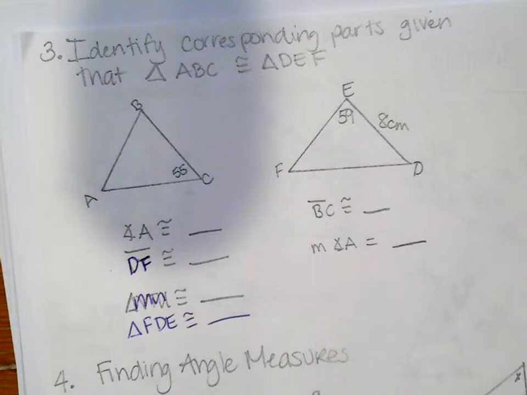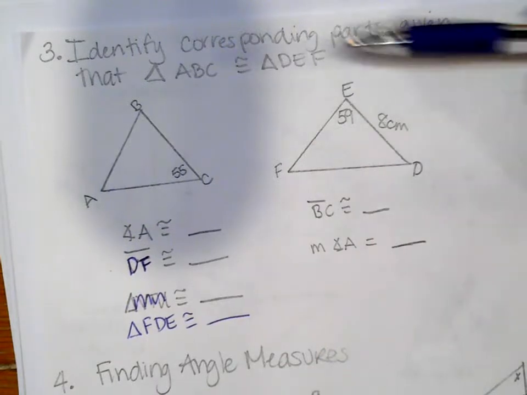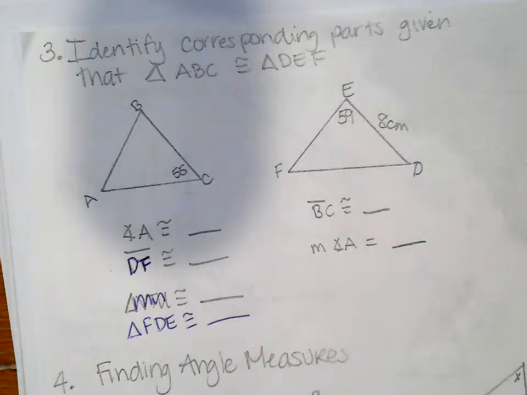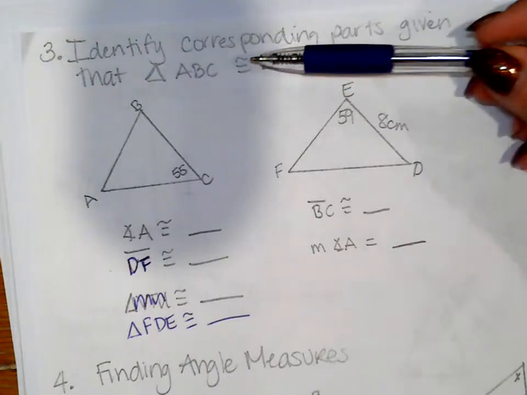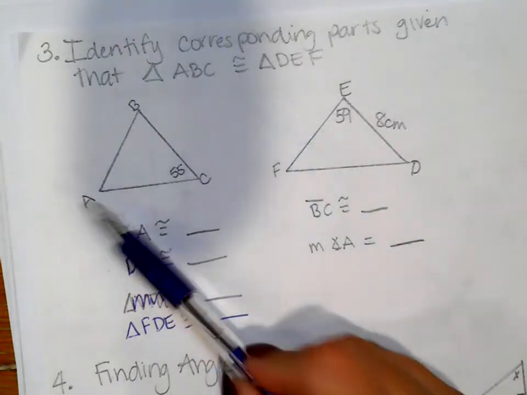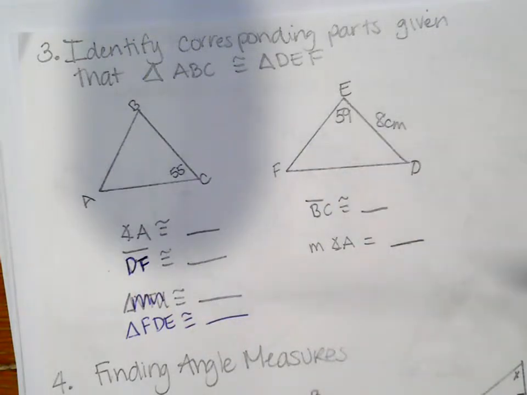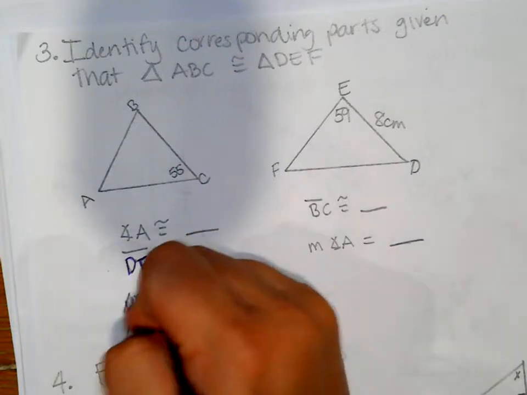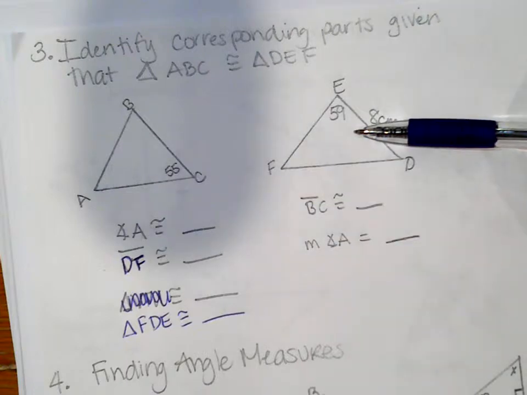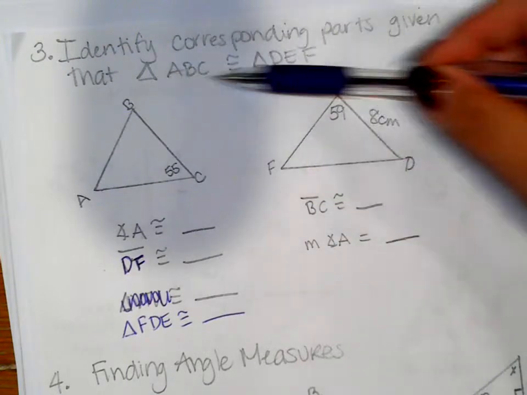All right, looking at this. On your test, when you have to identify corresponding parts, it's going to be like a matching thing. So it's going to be angle A matches, and then they'll give you a list, and you draw lines, match them up. I want to make sure that you guys are good with this. This is kind of how it's going to look on your test. So you need to make sure that you understand which triangle way you do this.